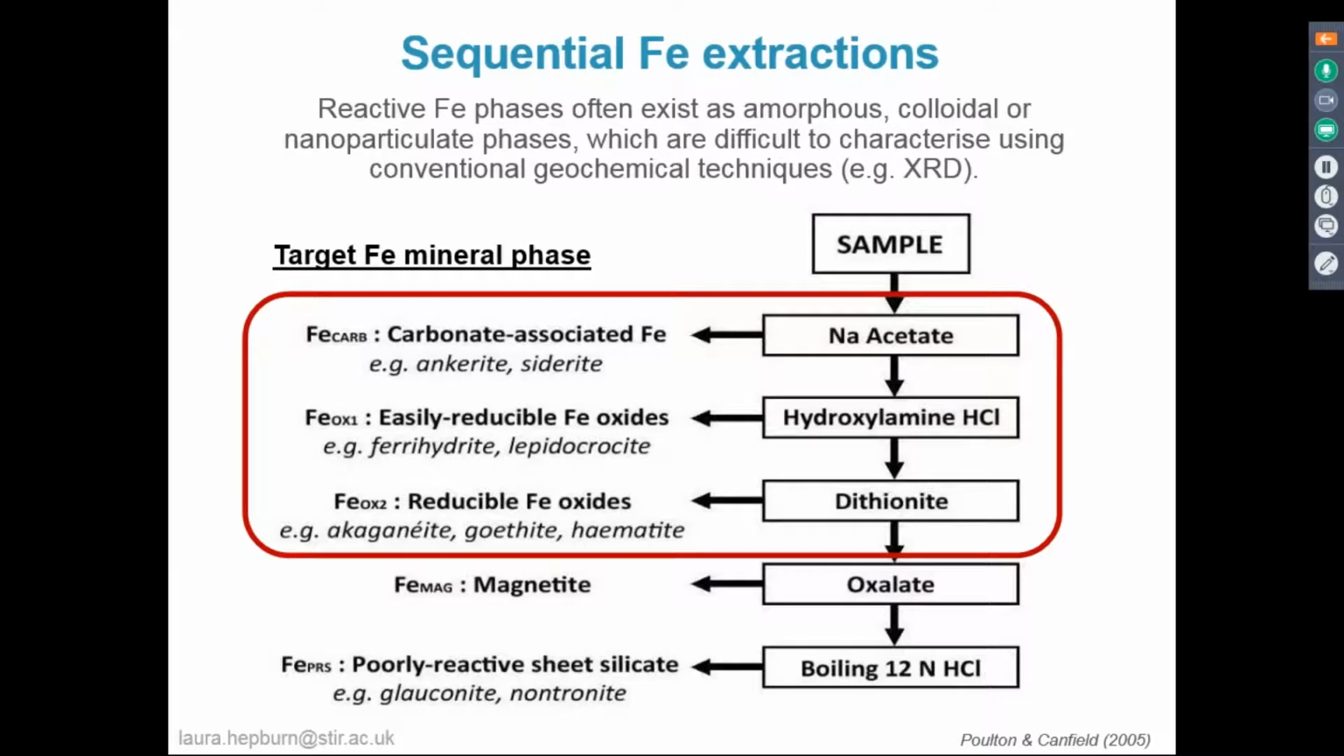The Poulton and Canfield protocol itself begins with a sodium acetate extraction which specifically targets the carbonate-bound iron. Easily reducible iron oxides, like ferrihydrite, are removed by a hydroxylamine hydrochloride leach. Finally, the remainder of our iron oxides, akaganeite, goethite, and hematite, for example, are removed by sodium dithionite. Now, the leach carries on to remove magnetite, silicates, and quantify the total iron available eventually. However, the first three stages are the ones that we are interested in. These are our reactive iron phases.